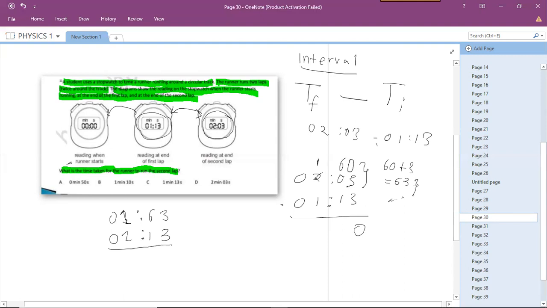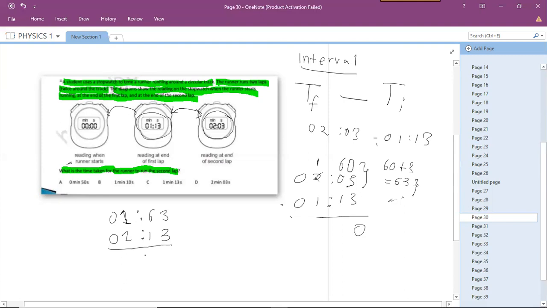So we've changed the time from 2 minutes and 3 seconds to 1 minute and 63 seconds to accommodate this one there, because at first it was 0 minus 1. So we can't do anything. So we borrowed a minute to change the time in a manner such that we can subtract it properly. So we've gone from 2 minutes and 3 seconds to 1 minute and 63 seconds because we borrowed a minute, right?